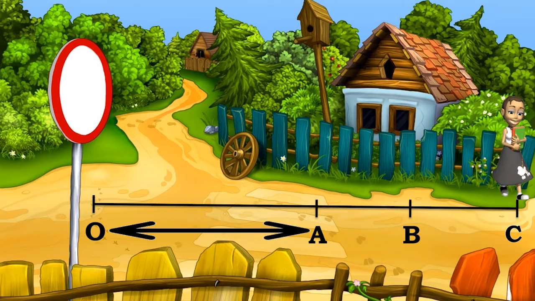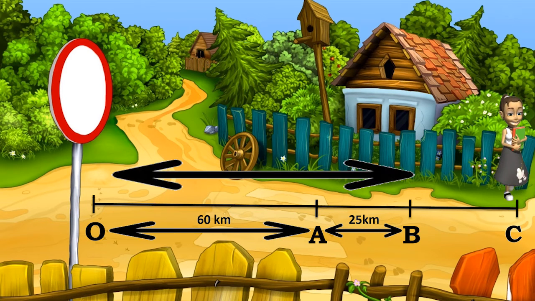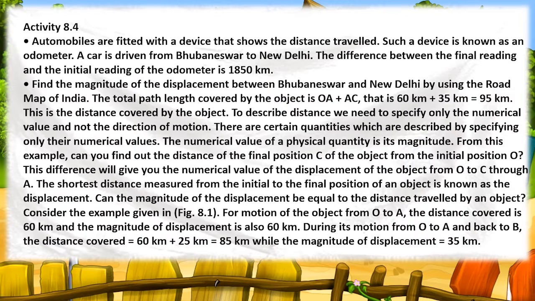95 kilometers is the distance travelled by the vehicle. Hence, we can conclude that distance can be expressed in terms of the number without disclosing anything about the direction. Specific quantities can be determined just by expressing the number. In the same example, determine the distance between the final position C of the object and initial position O. On calculation, the obtained numerical value will give the displacement of the object from O to C through A.